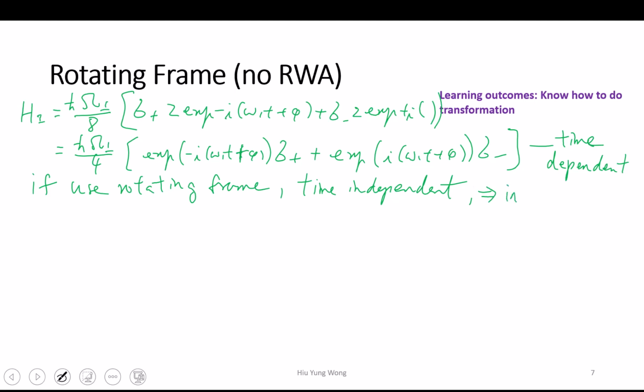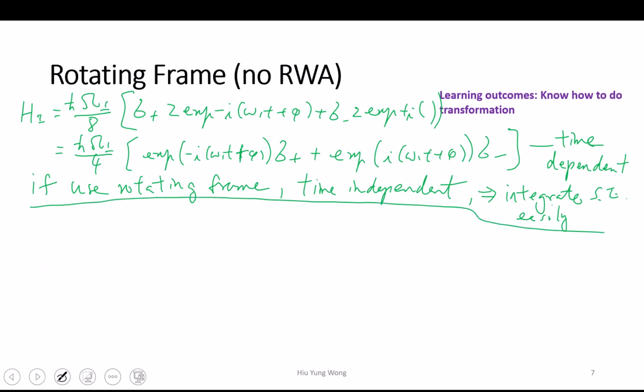integrate easily, integrate the Schrodinger equation easily. So that is the idea of using the so-called rotating frame. Okay, so you hear a lot about the rotating frame. But now the problem is we need to go through some nasty math again to get the expression of the Schrodinger equation in the rotating frame. Once we get it, then we get some very nice solution. Okay, so let's start with that.